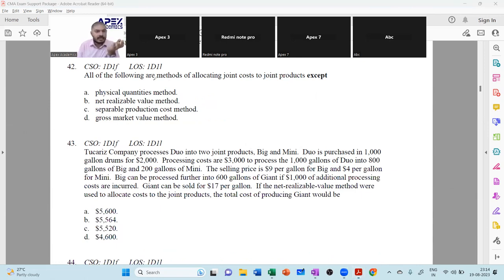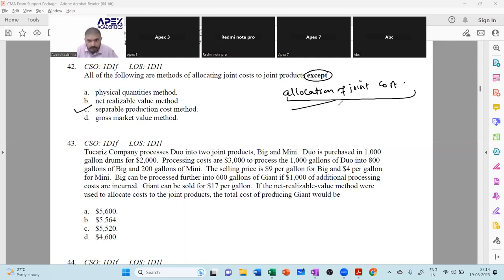Of all the following methods, all of the following are methods for allocating joint product except. Meaning one of these is not a method. I already got a response from somebody. Now you need to understand, you have to do the allocation of joint cost. Now, many people will say that the answer is C, but you need to have a common sense understanding as to why. Please understand. Allocation of joint cost will happen on the basis of physical quantities method.